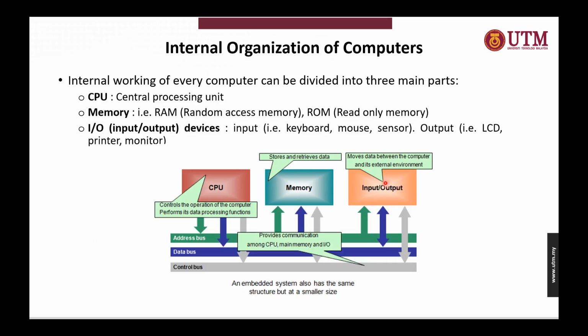And next, how do the CPU, memory, and input-output communicate with one another? There are buses here, a communication line used to communicate between the CPU and the memory, memory and the CPU, CPU and input-output, or input-output and memory. So this bus is used to communicate among CPU, memory, and I/O. Later we will see more details on these components: CPU, memory, input-output, and then buses.